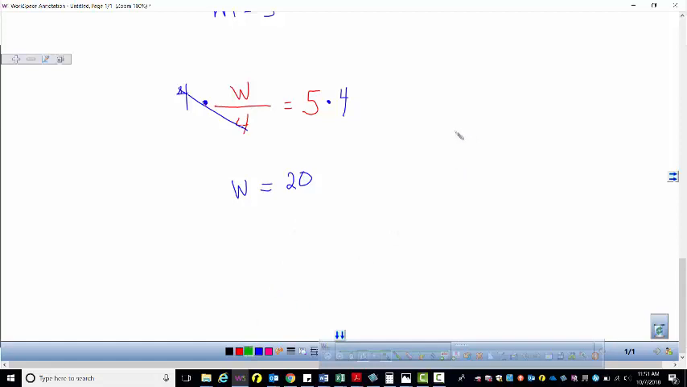Let's try another one. How about if we have negative 3 equals a over negative 5. So I'm dividing by negative 5. I'm dividing a variable by negative 5. So I'm going to multiply by negative 5.